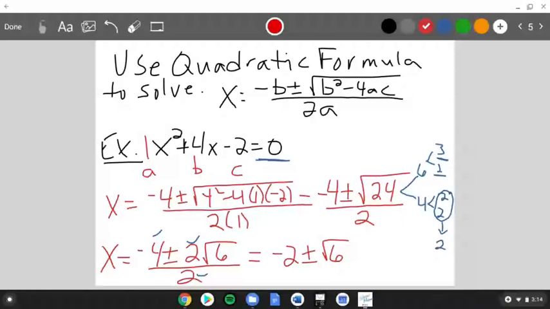So those are the 2 solutions. Those are the 2 places it crosses the x-axis. One answer uses the plus, and the other uses the minus there in the middle. And you can see also, if you think about the discriminant, it was 24, that's positive, and that told us ahead of time that we should have 2 real solutions.